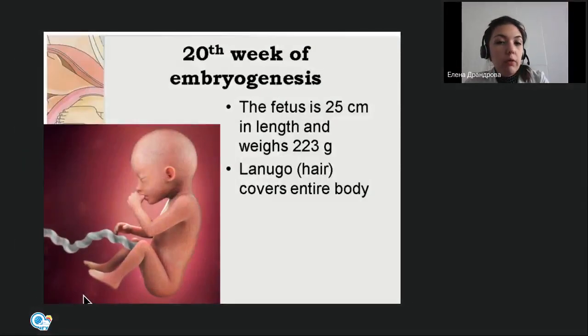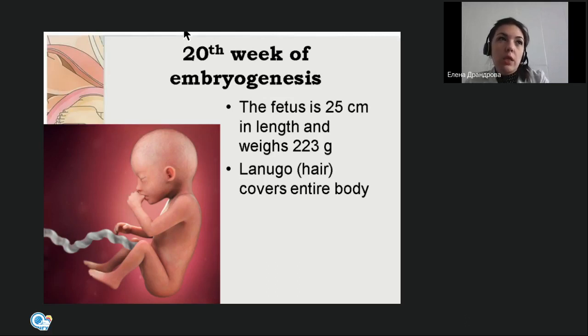On the 20th week of embryogenesis, the fetus is 25 centimeters in length, and its weight is 223 grams. And lanugo, hair, like a fur, very small hair, covers the entire body. So everywhere there is lanugo. In Russia, according to the laws of the Russian Federation, 20 weeks of embryogenesis is the gestational age after which a fetus or newborn is considered to be viable.